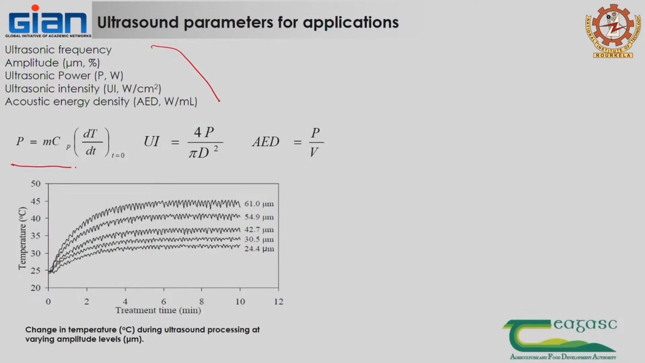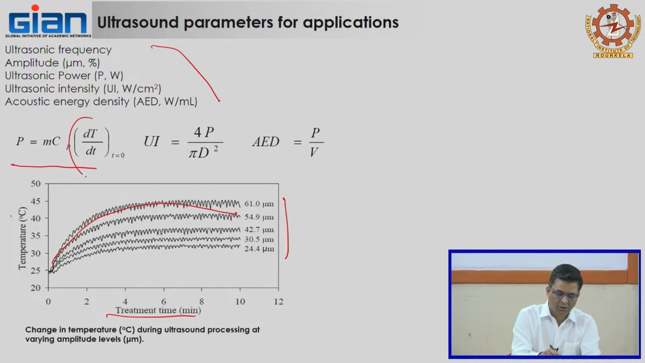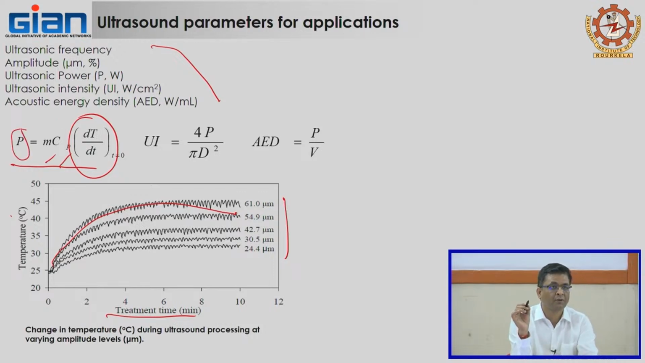Now this is what I already discussed briefly. Power is m Cp dT by dt, the same delta T. This is differential, because when you are measuring temperature over time with different amplitudes, you get the slope of it. Once you get the slope, you get this value. Specific heat you know, mass you know, so you get power in terms of watts.